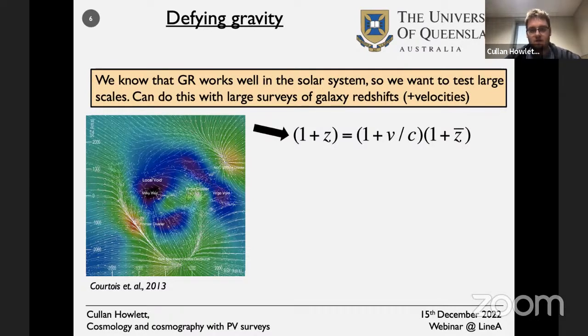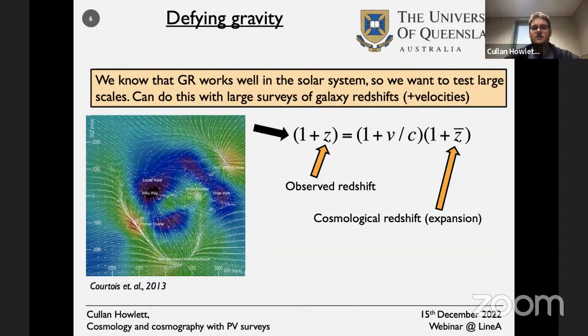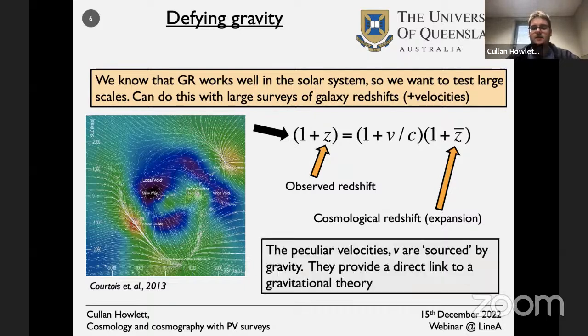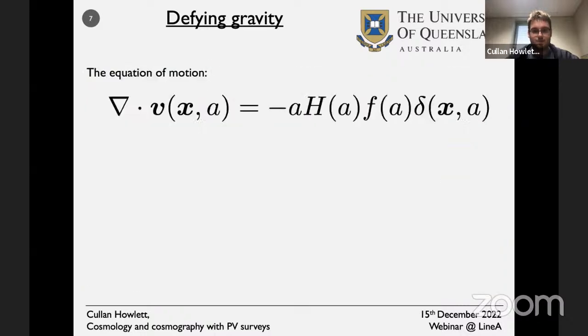But what I actually want to start off with is what we actually observe. And what we observe in real life is this quantity called redshift. So we get this from taking spectra of galaxies. And this redshift actually has two primary components. The first is the cosmological redshift, which is due to the expansion of the universe. And the second are these peculiar velocities, which sit in the center, and these are sourced by gravity. And so by using these velocities, either directly or indirectly, we can directly test our gravitational theory. They provide a direct link to a particular gravitational theory.